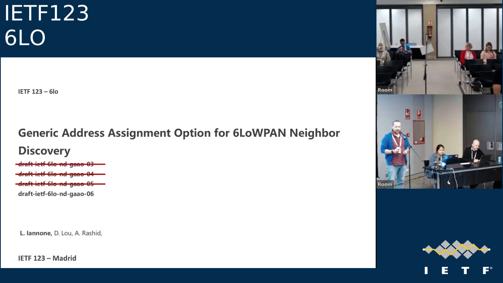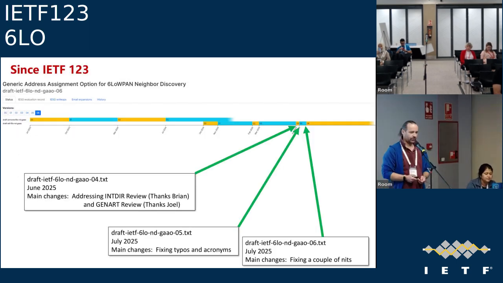GAO, we did a few iterations, which I'll try to describe. The first one was really to address the reviews that we received from the int area and general area, so Brian Aberman and Joel Alpern. I will go over the main changes. Then we have a second iteration. We fixed several typos, acronyms, and figures. And we had a couple of nits that Adnan pointed out, thank you, that we fixed in the latest submission that was this Monday, to be honest, okay?